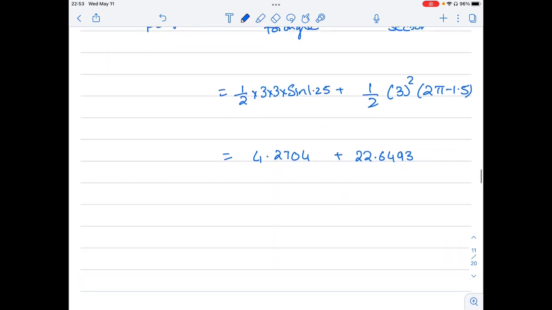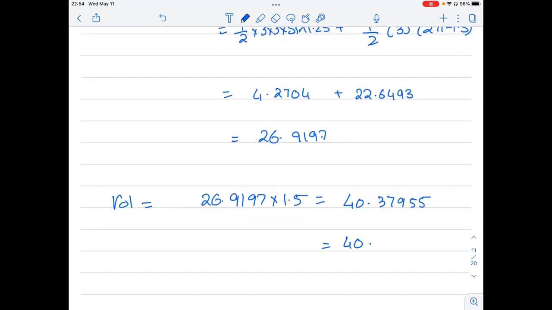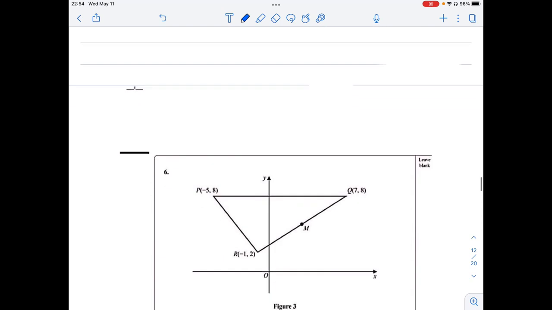So now I'll be adding it up. I'll take the calculator and add these values, 4.2704 plus 22.6493, which should be giving me something around 26.9197. So therefore volume will be this area times height, which is times 1.5, should be giving me 40.37955. So it's going to be 40.4, one decimal place, 40.4 meter cube. That's going to be the answer for question number 5.